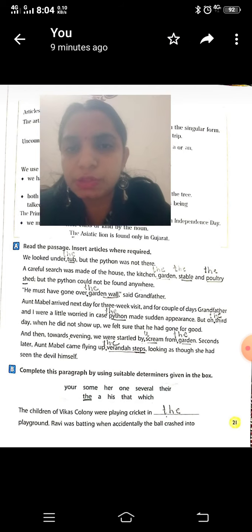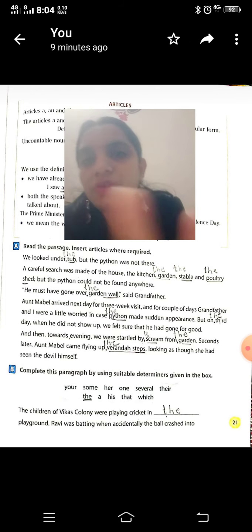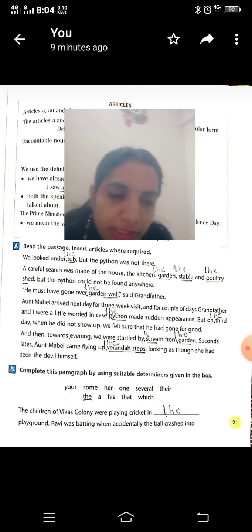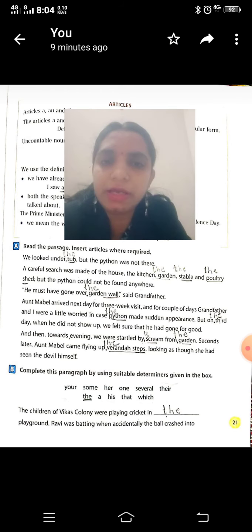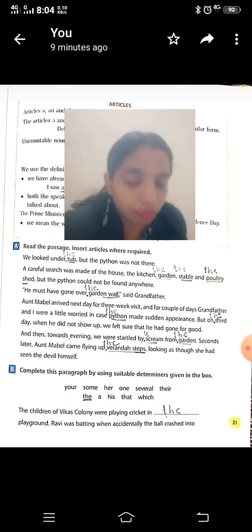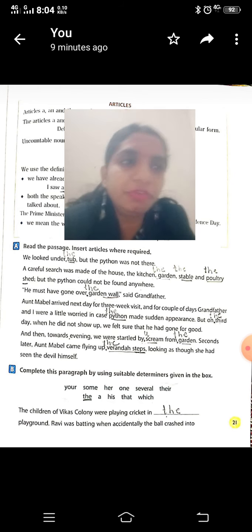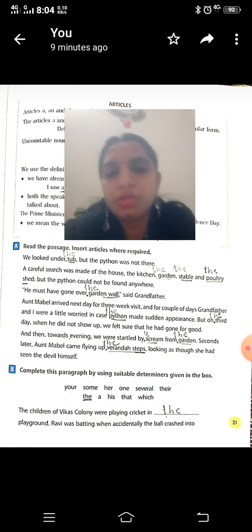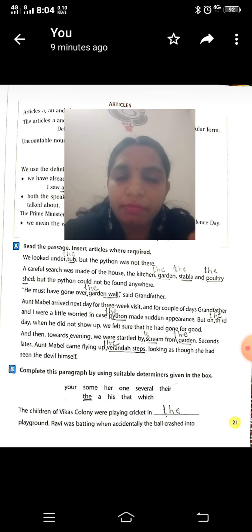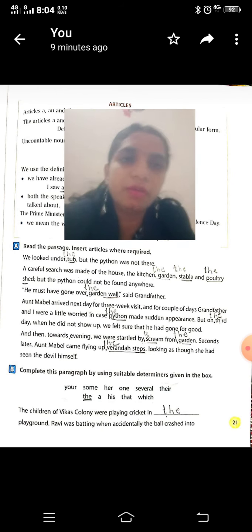See exercise 1. Yesterday we have studied all this part also. See exercise 1, Exercise A. Read the passage and insert the article if required. So what to do? Read the passage, and if you think you should insert any article, you have to write it, just as I have pointed out here, by putting an arrow you can write it down.